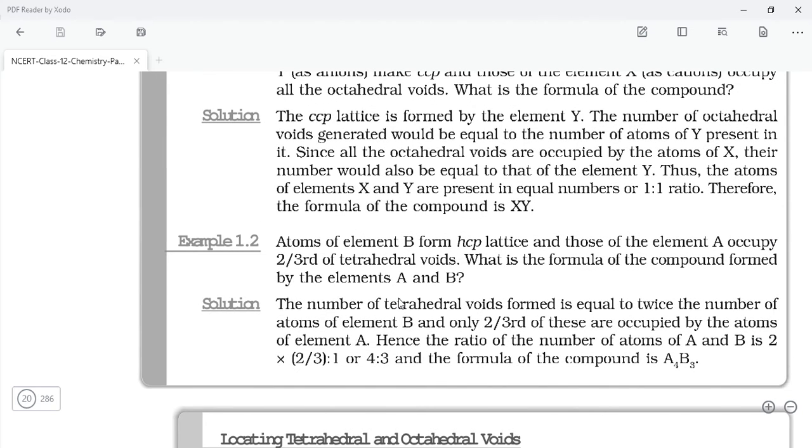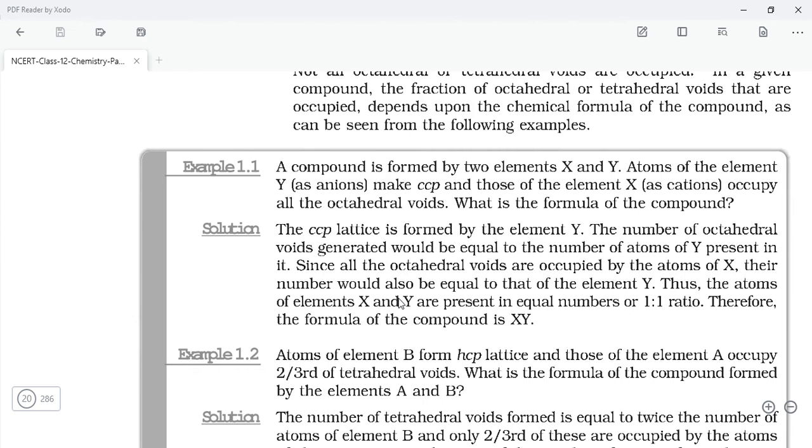A compound is formed by two elements. Atoms of element Y make CCP, and those of element X as cations occupy all the octahedral voids. What is the formula of the compound? The total number of Y, the closely packed particles, is equal to the total number of octahedral voids. So the ratio of those elements will be 1:1, and the compound formula will be XY.